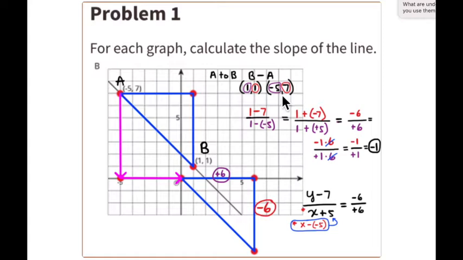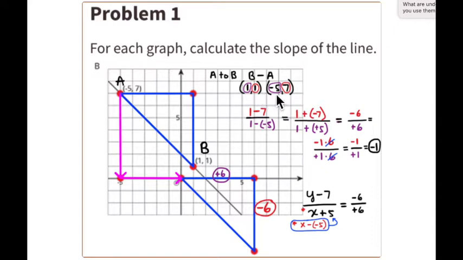And to write the equation, just replace the coordinates for B, the 1 and positive 1, with y and x. So it's y minus 7.